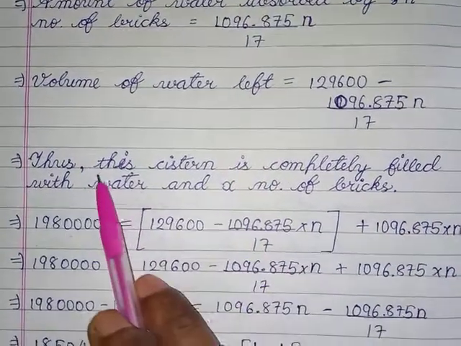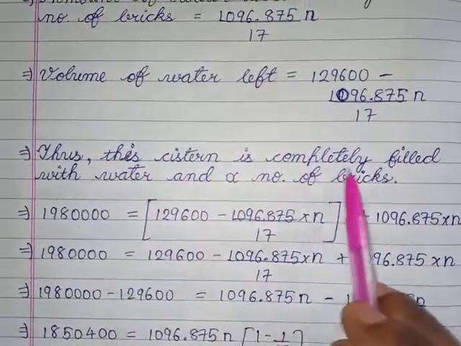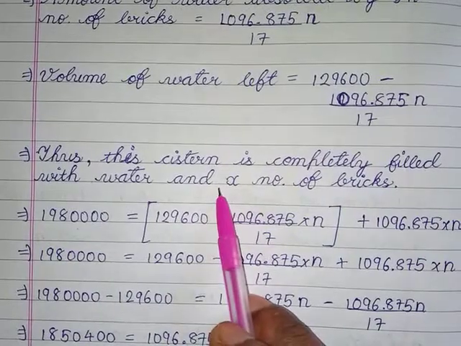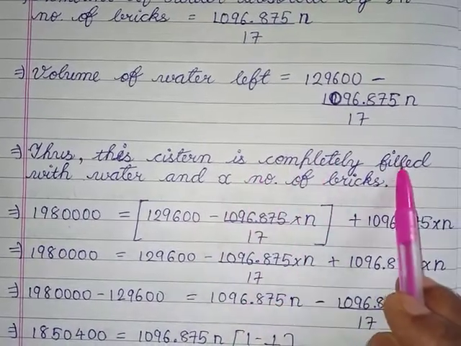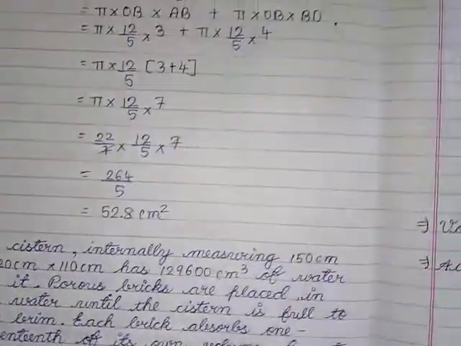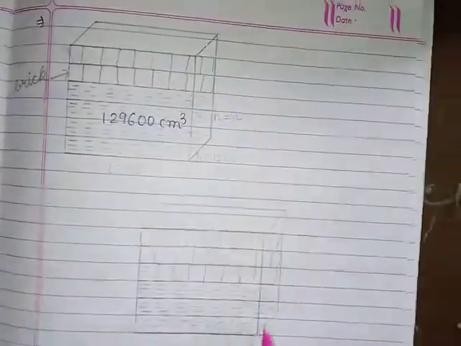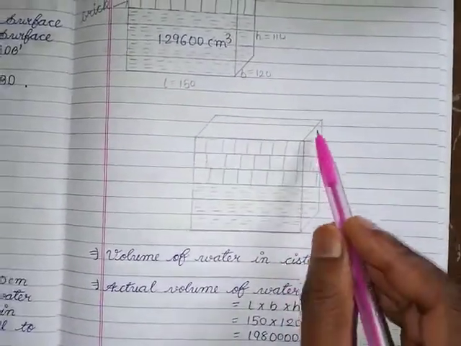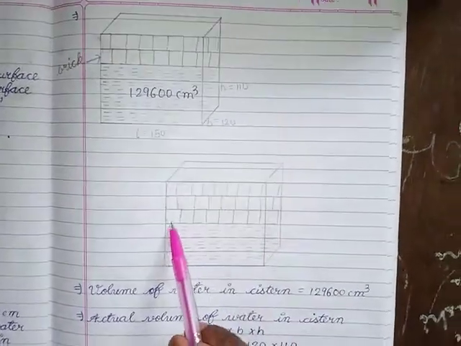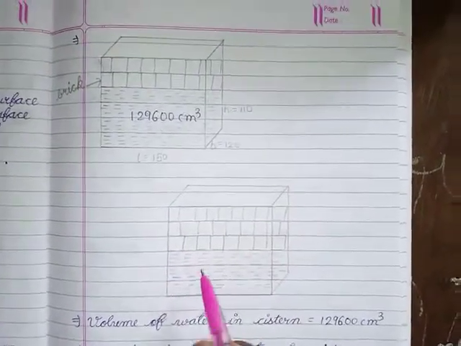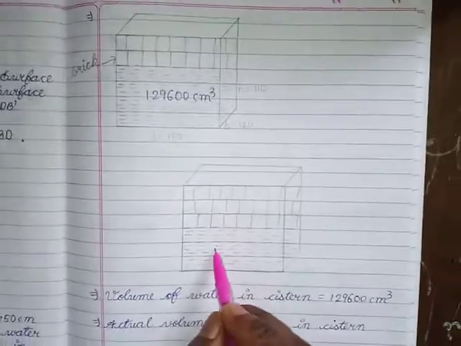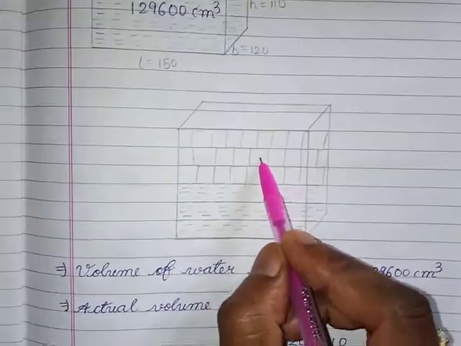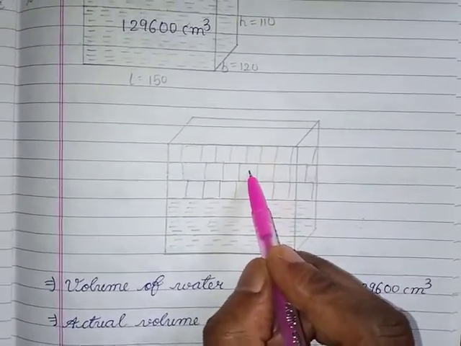Now thus this cistern is completely filled with the water. How is it filled? Now you see the figure. This is the total amount of water that can be occupied in this cistern. Now how is it filled? It is filled with the left volume of water plus x number of bricks, or n number of bricks.